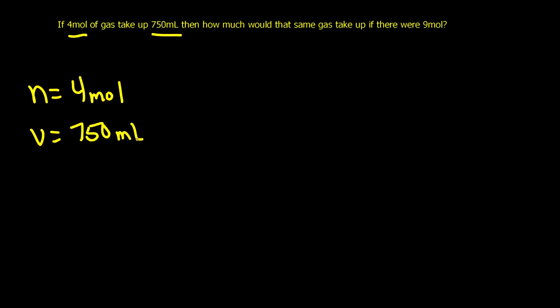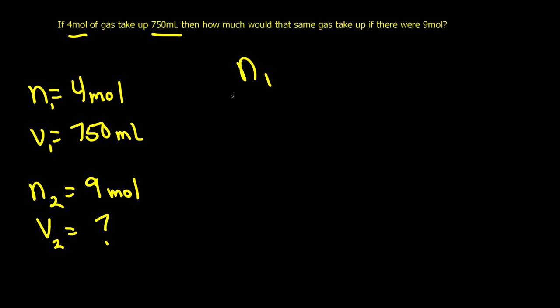Now, if I wanted to, I can change this to liters, or I can leave it milliliters since it's asking for the new volume. I just got to make sure I keep those units consistent. Since 4 moles of gas is at 750 milliliters, these two variables go together. That'll be N1 and V1. So we change the amount of gas to 9 moles. That's going to be N2. And we're looking for the new volume at which it takes up. So we're looking for V2.